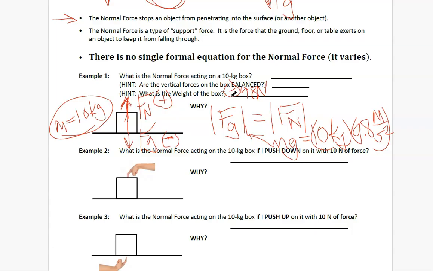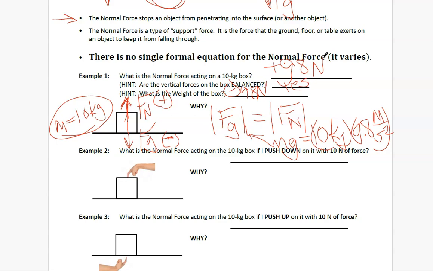Are the forces balanced? Yes, they are balanced. That tells us two forces are equal. Therefore, the normal force must be positive 98 newtons. It's pointing up with exactly the same magnitude force to counter the weight of the box.